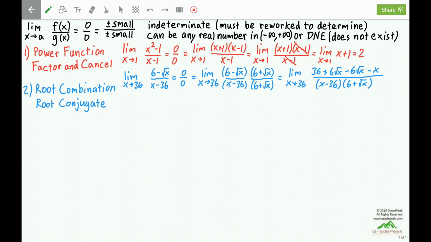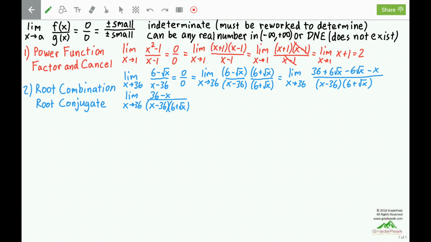Another thing about conjugates is the outside and inside terms will actually be the same value but opposite sign, and they will always cancel. Notice we have a plus 6 root x for the outside and a minus 6 root x for the inside, and those cancel each other out. And I'm going to do that for my next step, and I'm going to have then 36 minus x over x minus 36 times 6 plus root x.